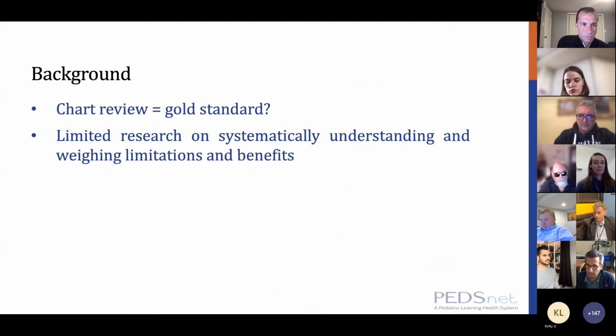So in the research landscape, chart review is often regarded as the gold standard for validation in retrospective cohort studies. But in PedsNet, we found that as we've completed around a dozen studies that have involved a chart review component, we've been led to challenge this assumption and wanted to set out to really dive into how can we leverage using chart review data and CDM data to play to both of their strengths.